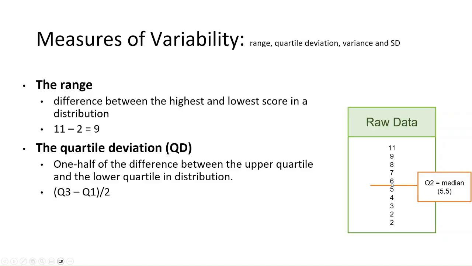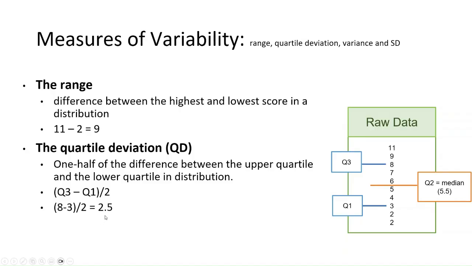Next, find Q1, the first quartile, which is the median of the lower half of the data. That's going to be 3 in this case. Then find the third quartile, which is the median of the upper half, and that's going to be 8. Now we are going to calculate the quartile deviation: 8 minus 3 divided by 2 equals 2.5.